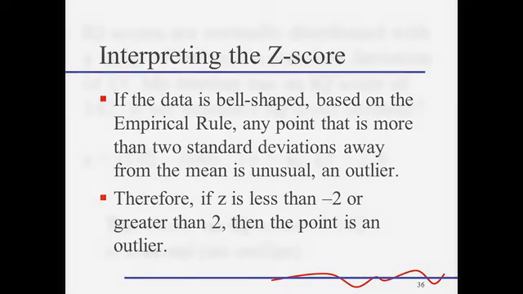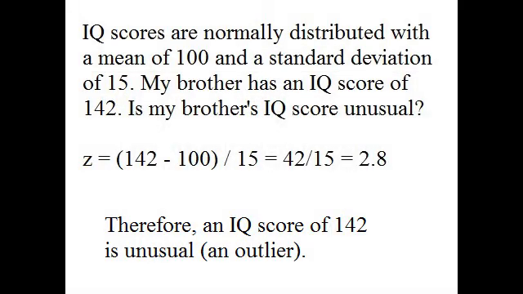Here's an example, going back to the IQ example. IQ scores are normally distributed with a mean of 100 and a standard deviation of 15. My brother's IQ score is 142. That's a true story. Is this unusual? 142 is the score I'm interested in.